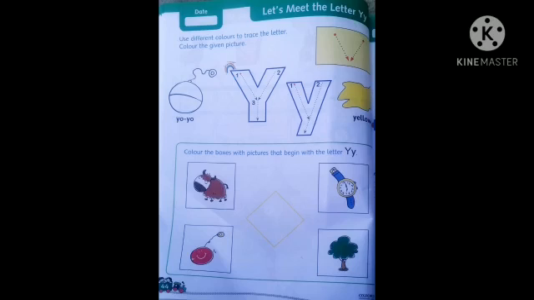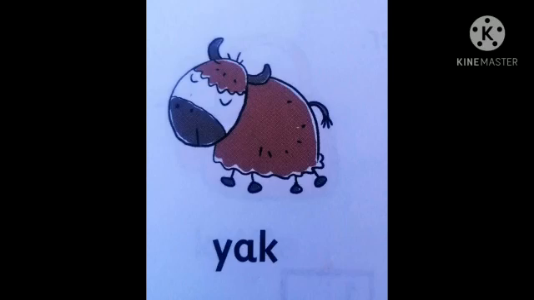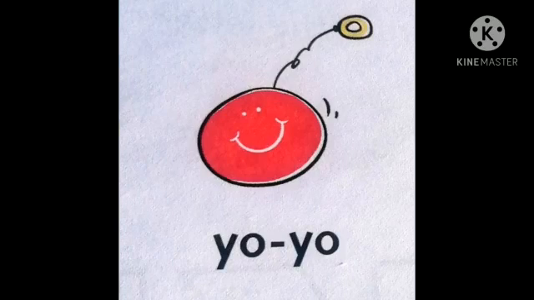So here is a yo-yo, a yellow. You want to play with yo-yo, you like it, you also play with it. So you have to color this one, okay? Next one is your yak. Vocabulary word is yak. You have to learn it. Yeah, yo-yo. Yeah, yo-yo.